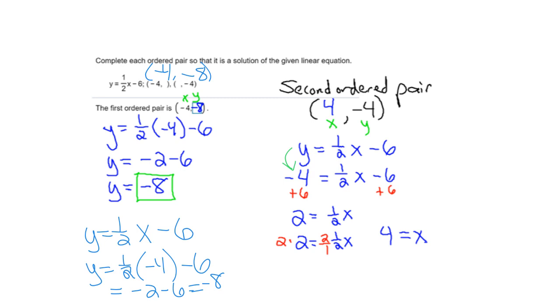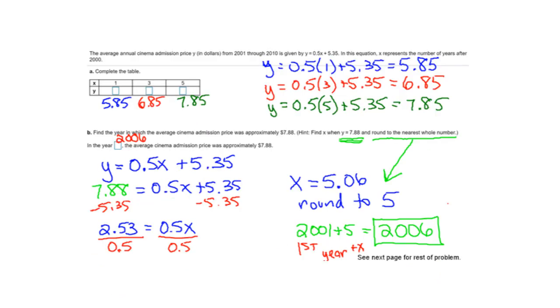So I added 6 to both sides. That gave me 2 is equal to 1/2 x. And then I multiplied both sides by 2. That's because I wanted to get rid of this 1/2. And when I did that, I got that x was equal to 4. And so that's my ordered pair. My ordered pair is going to be 4 that I found, comma, -4, which was what was given to me in the first place. Again, we're not going to do a whole lot with this, but it's a good review of what we've done with linear equations in the past.